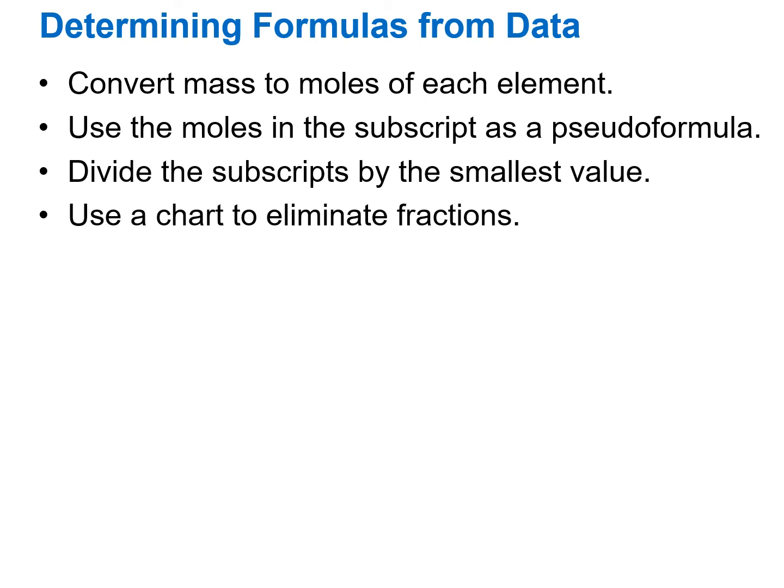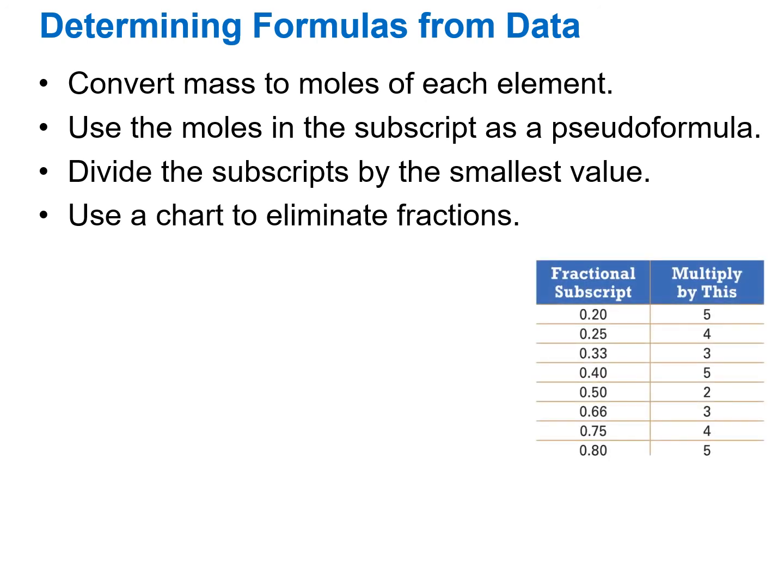If you have a fractional subscript, you might be able to use the chart that's included in the book. And if we look at what this chart's trying to do for us, it's saying that if you have a fractional subscript of 0.2, you can multiply it by 5. And that would take that to 1. You can multiply 0.25 by 4, and that'll take you to 1. You can multiply 0.4 times 5, and that'll take you to 2. So what this is basically trying to say is that when you have something on this chart, we have a number that you can multiply those subscripts by in order to easily reduce it.